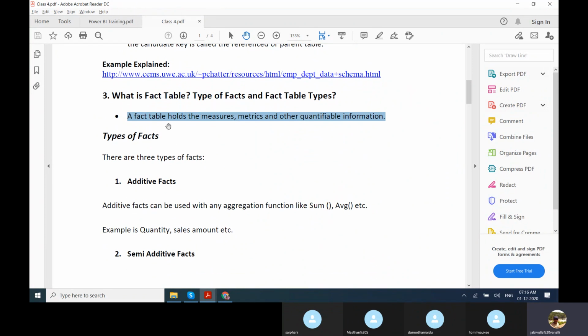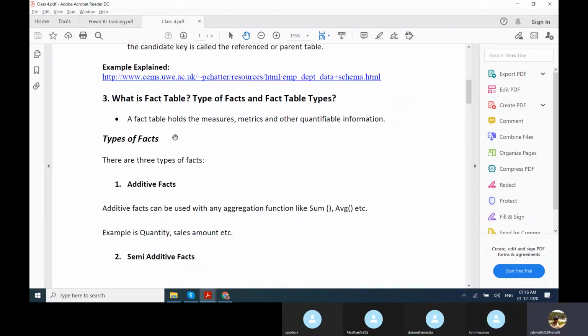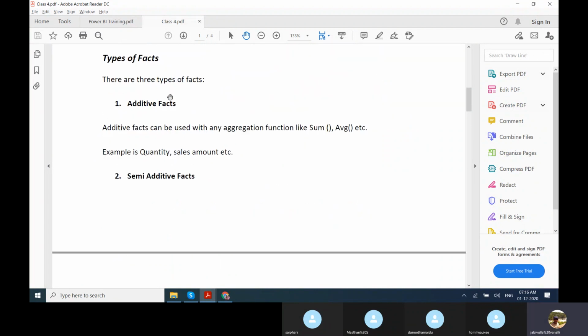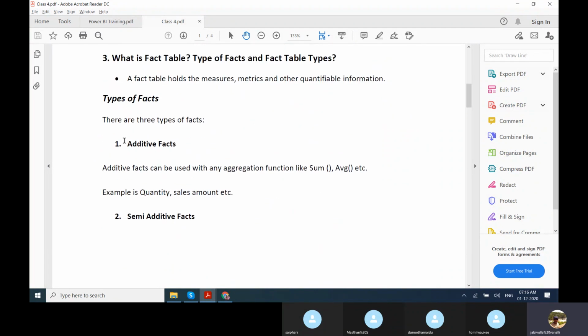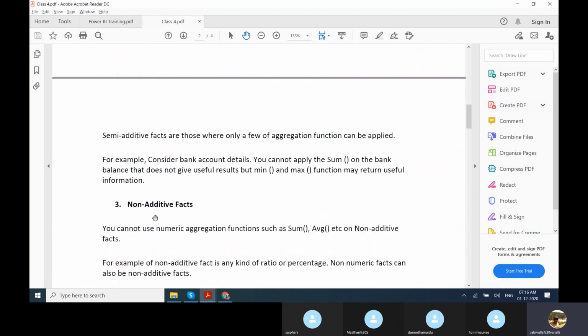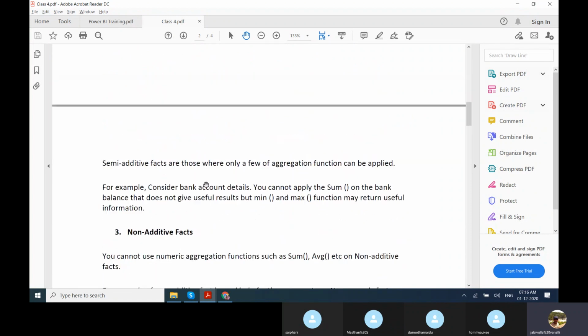Here you need to observe these things. Types of facts are different and fact table types are different. There are three types of facts: additive facts, semi-additive facts, and non-additive facts.